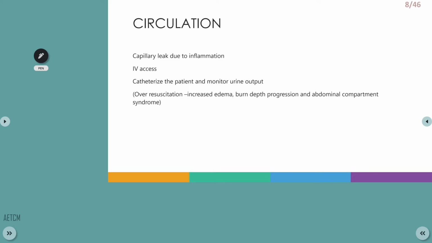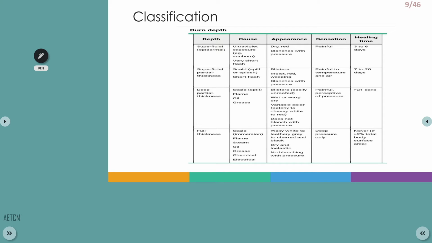Coming to circulation, there can be capillary leak secondary to leak of the inflammatory mediators. Because of that, capillary leak will be there, and the intravascular volume will come down. So in this patient, we need to place an IV access. We need to calculate the percentage of burns that has happened to the patient, and according to the percentage of burns, we will have to hydrate the patient, and we will have to monitor the urine output also. So place IV cannulas, catheterize the patient, and monitor the urine output. We should note that over resuscitation can increase the edema and can increase the depth of progression of burns, and can cause compartment syndrome, even abdominal compartment syndrome. So depending on the requirement only, we need to hydrate the patient.